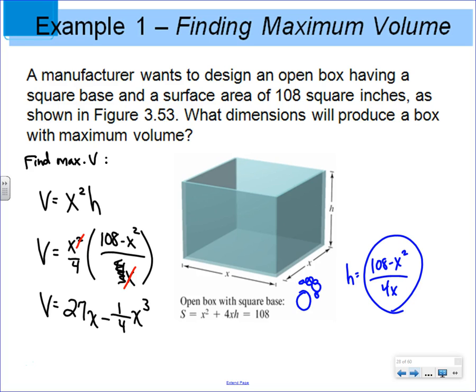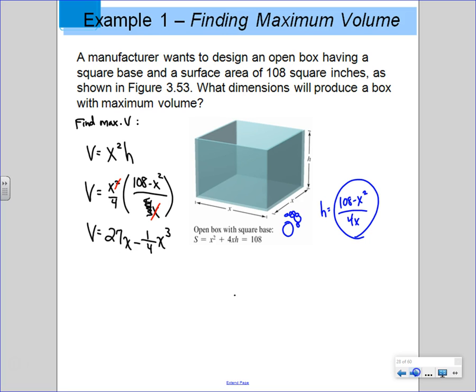But wait, the whole point was to find the max. So V prime is equal to 27 minus 3/4 x squared, and that's equal to 0. Don't do it that way. Do x squared equals 27 times 4/3. Wouldn't that be easier? Of course, how could I not do it?